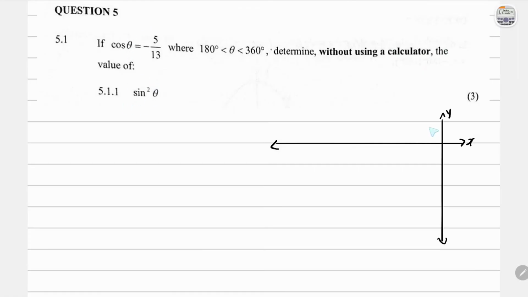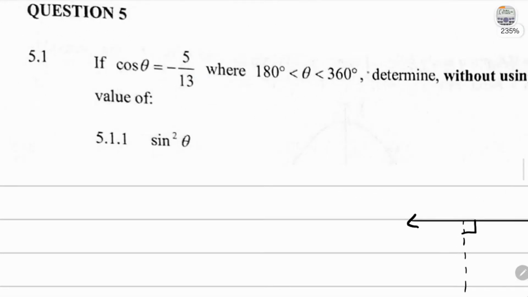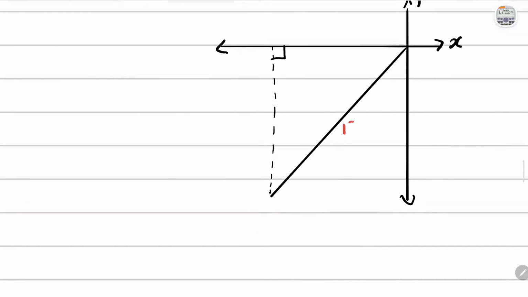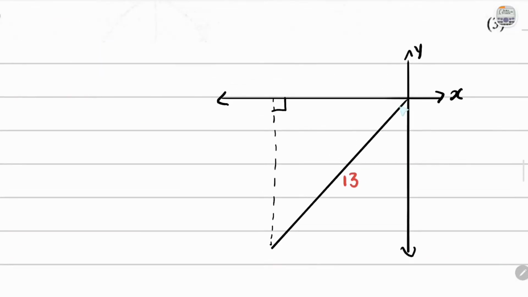Let's go ahead and fill this diagram in. We have our terminal arm, our radius, and then we move to the x-axis, and that line is perpendicular to the x-axis. Remember in SOHCAHTOA, cos is adjacent over hypotenuse. So this is the adjacent and that is the hypotenuse. By default the hypotenuse is always positive, so the negative goes to the 5. We've got a positive hypotenuse of 13 and then the adjacent side.